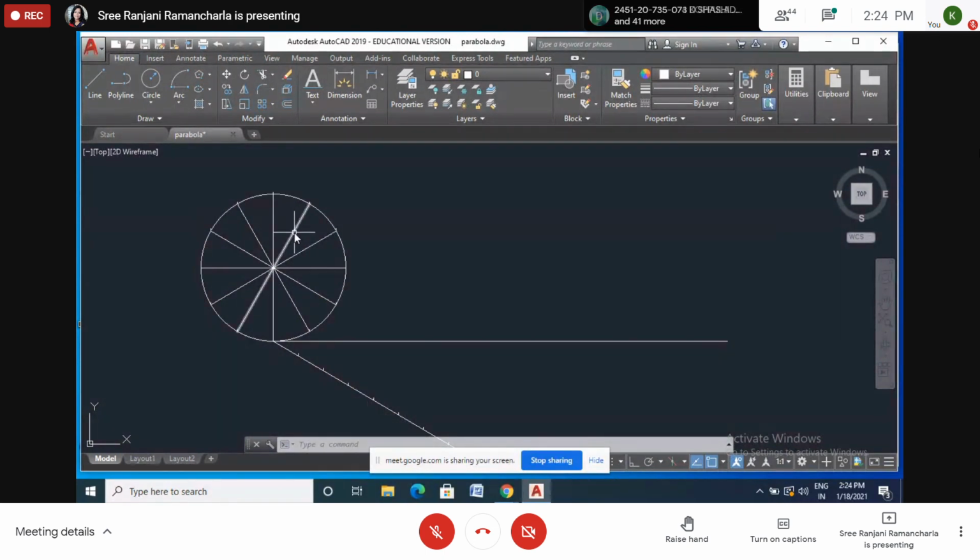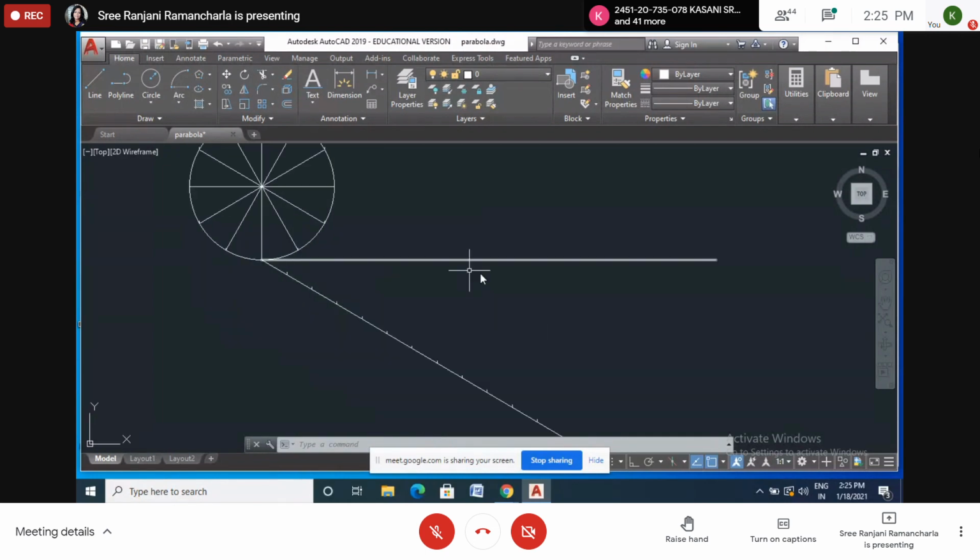And for this one, this is 60. Draw and extend. So this is 90. So again here it is 120. Extend. And this is 150. Extend. That's all. You will get all points. Now here, so this is 15.7.